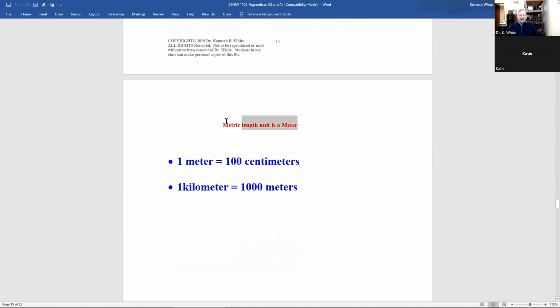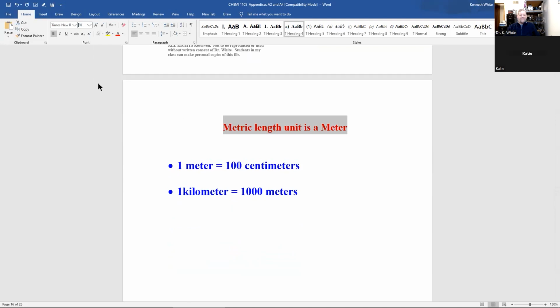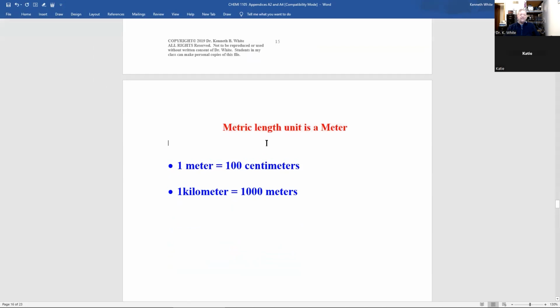Now, how did it get small? That's better. Now, again, switch is off, but the metric unit for length is the meter. And 1 meter equals 100 centimeters, and 1 kilometer is 1,000 meters.